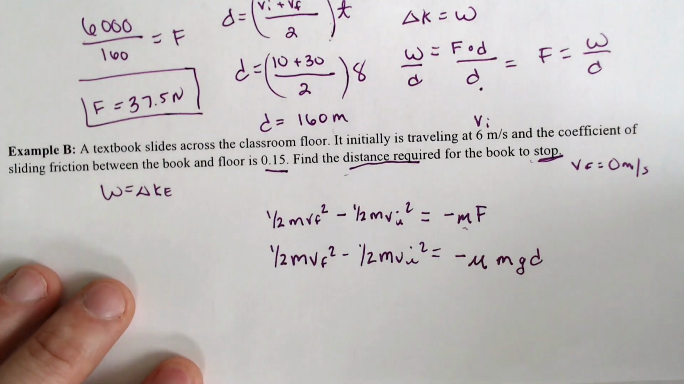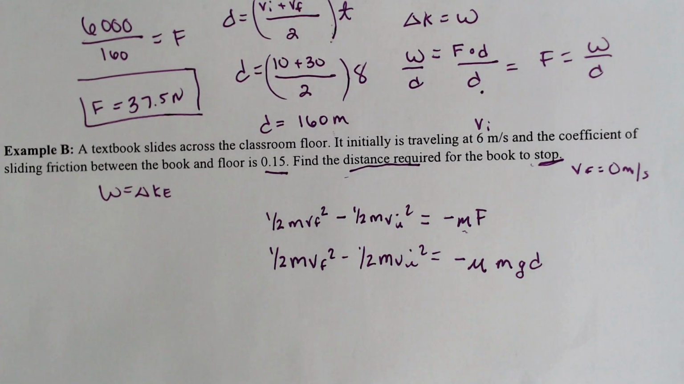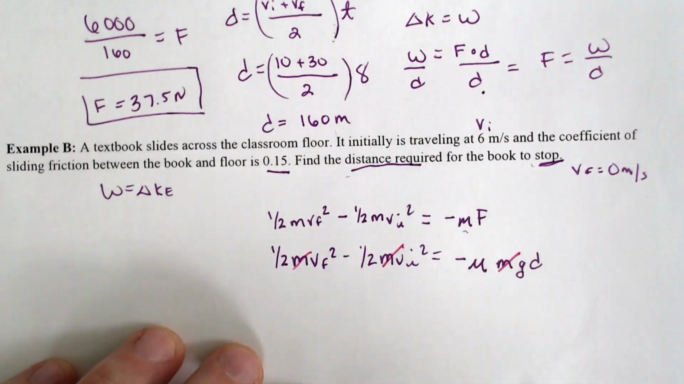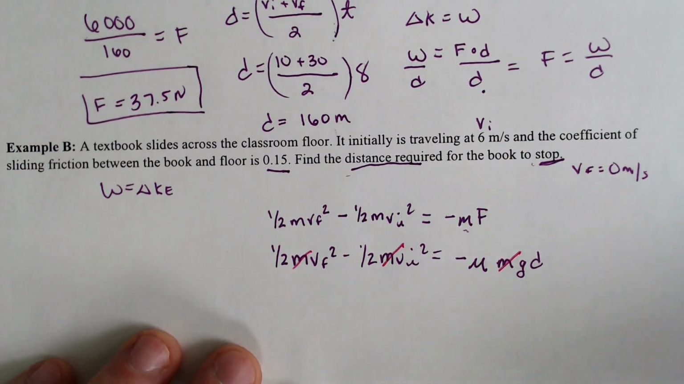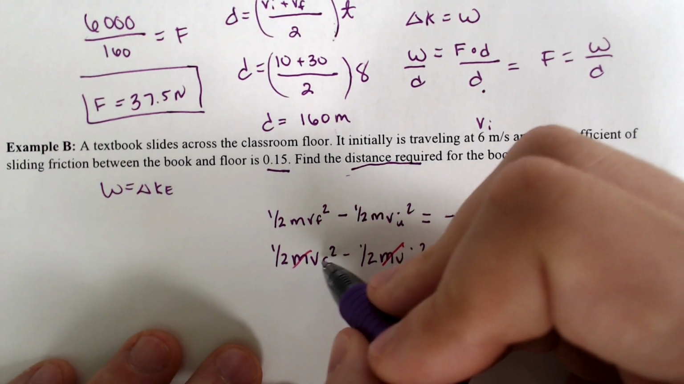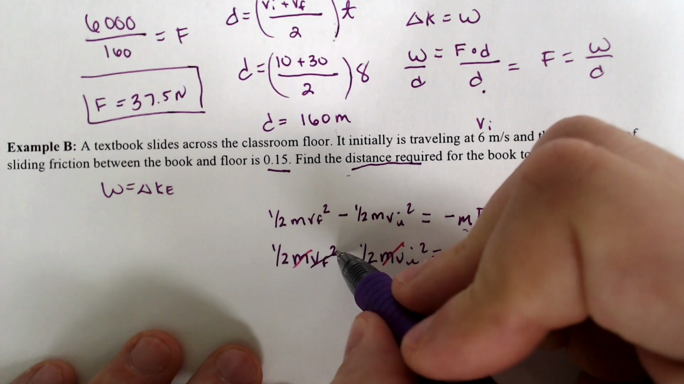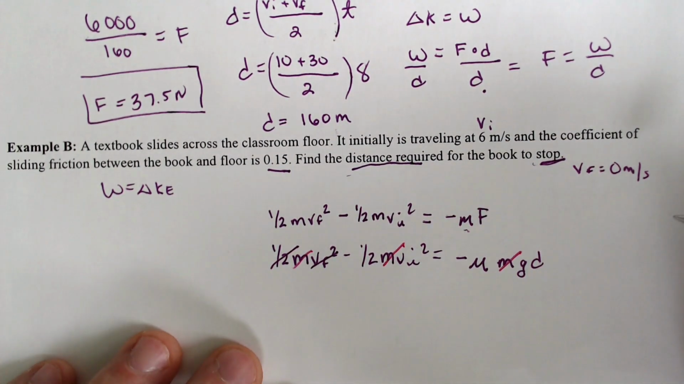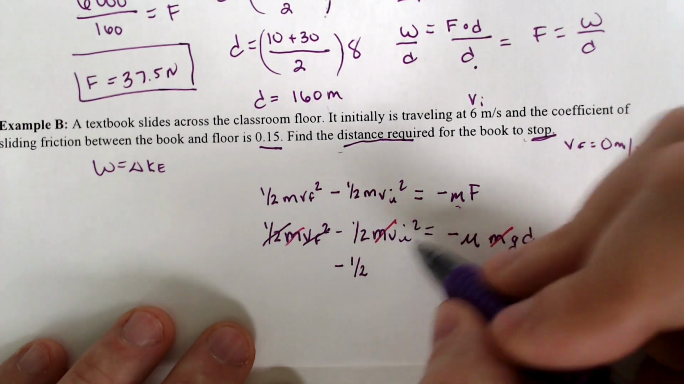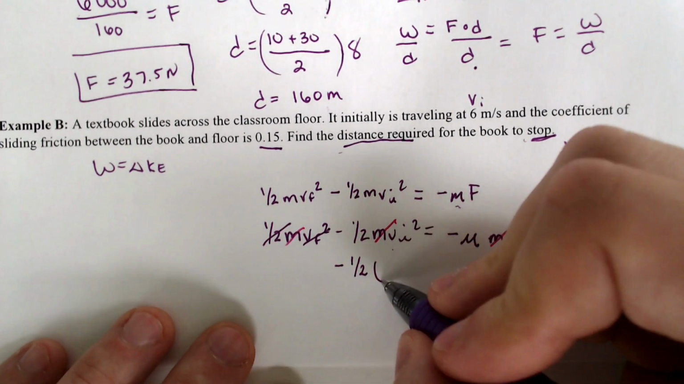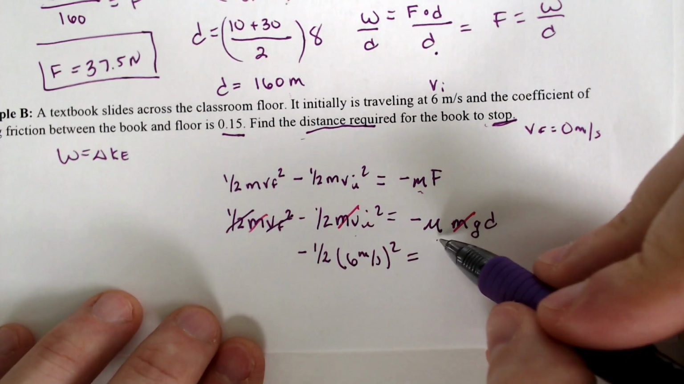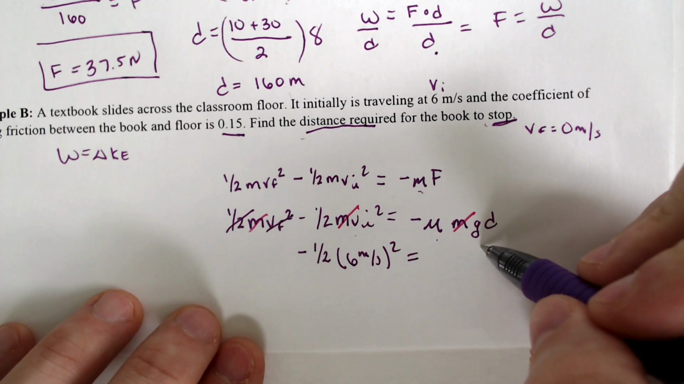Okay? So what's going to cancel out here? Remember how I said we got an issue, we don't have mass. Well, we got mass canceling with mass. All the masses would cancel out. What else do we know? Well, we also know that the final velocity is 0. So even if the m didn't cancel out, that would be 0 times 1/2, which is 0. So we have negative 1/2 times our VI squared, which would be 6 meters per second squared, would have to equal the coefficient of friction times gravity times distance.